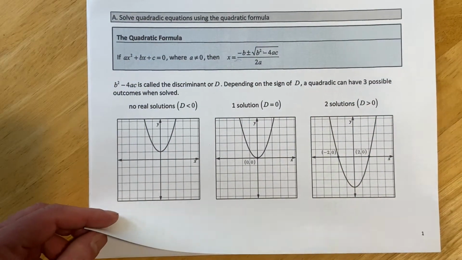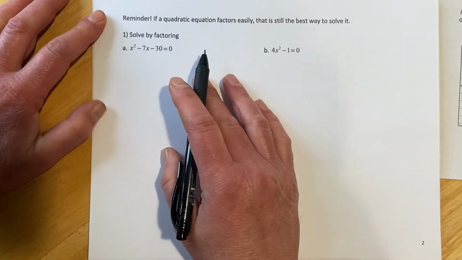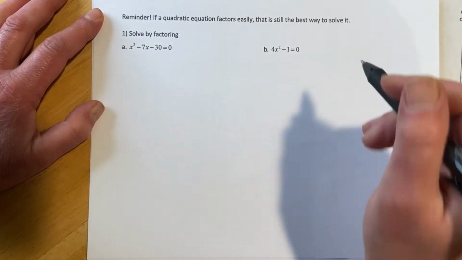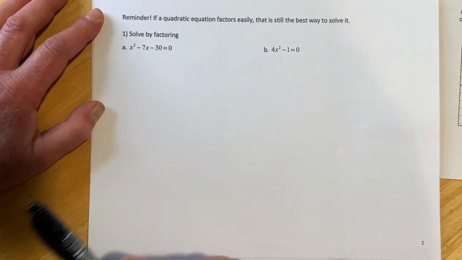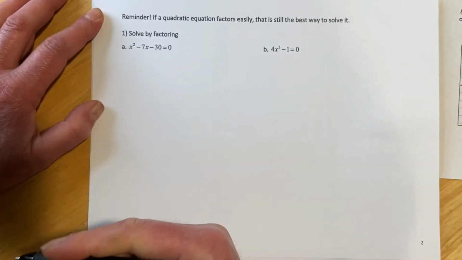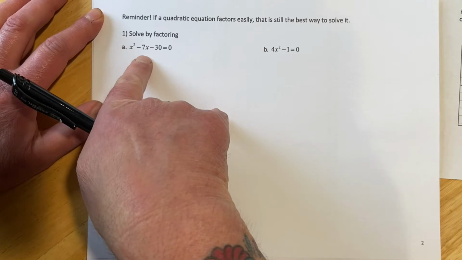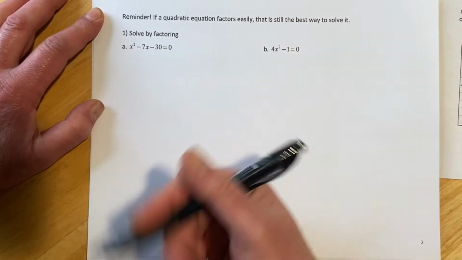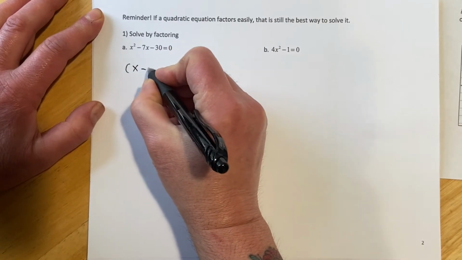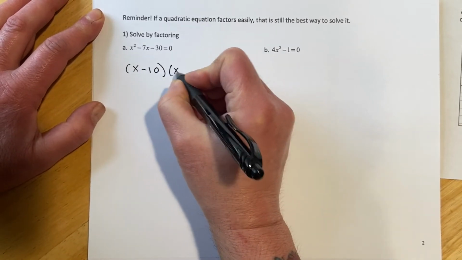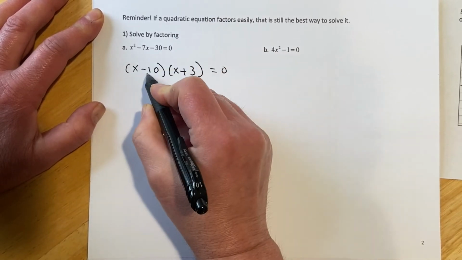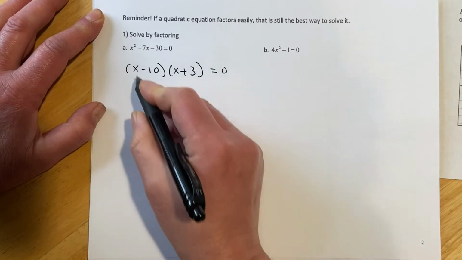Now let me solve a few problems from a couple of different methods. First off, if a quadratic factors easily, just factor it. The quadratic formula is sort of the 10-pound sledgehammer that will pretty much do any job, but sometimes it's overkill. So in this one, are there two numbers that multiply to negative 30 and add to negative 7 that you can figure out pretty easily? Yeah, it's going to be x minus 10 and x plus 3, because that multiplies to negative 30, and negative 10 plus 3 gives our negative 7.